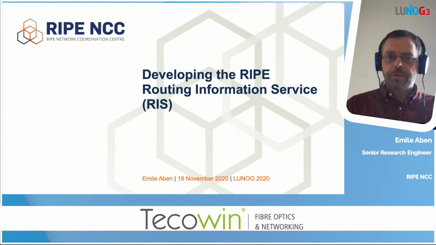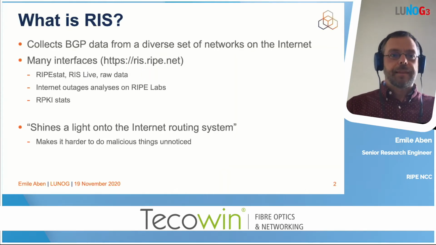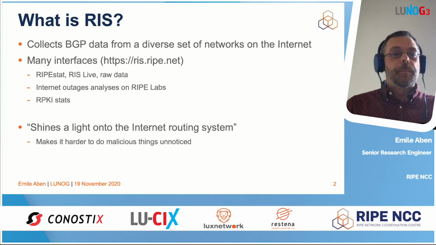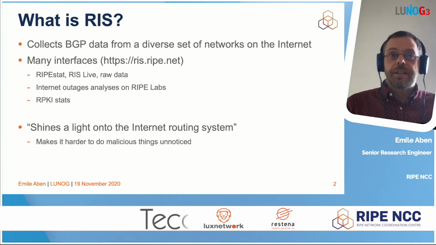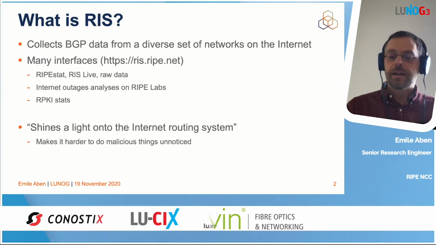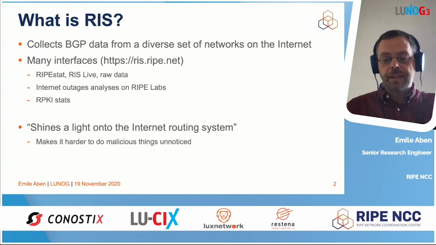So if you can go to the next slide. First of all, what is RIS? Routing Information System, but what does that actually mean? RIS collects BGP data from a diverse set of networks on the internet. BGP is the air traffic control of the internet. It is the protocol that allows networks to exchange information about how data is routed, how your packets are routed, and that's the explanation for the non-network operators, because they probably all know this.